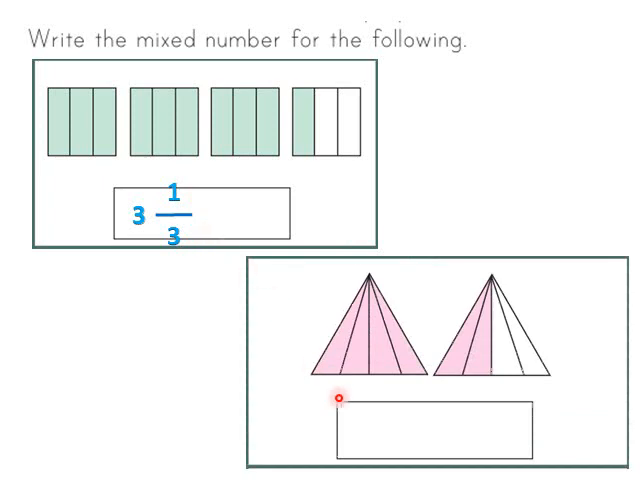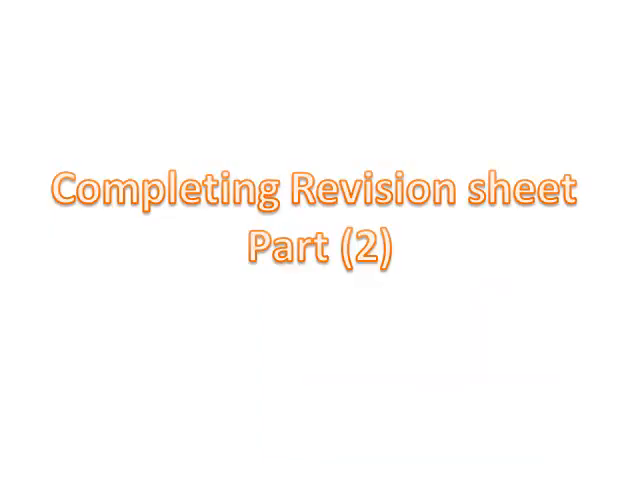What about this next shape? This shape, the first shape, the whole shape is shaded. This is one whole shape shaded. So I write here 1. What about here? I have 2 parts shaded out of 1, 2, 3, 4 parts. How do I read this mixed number? It is 1 and 2/4.